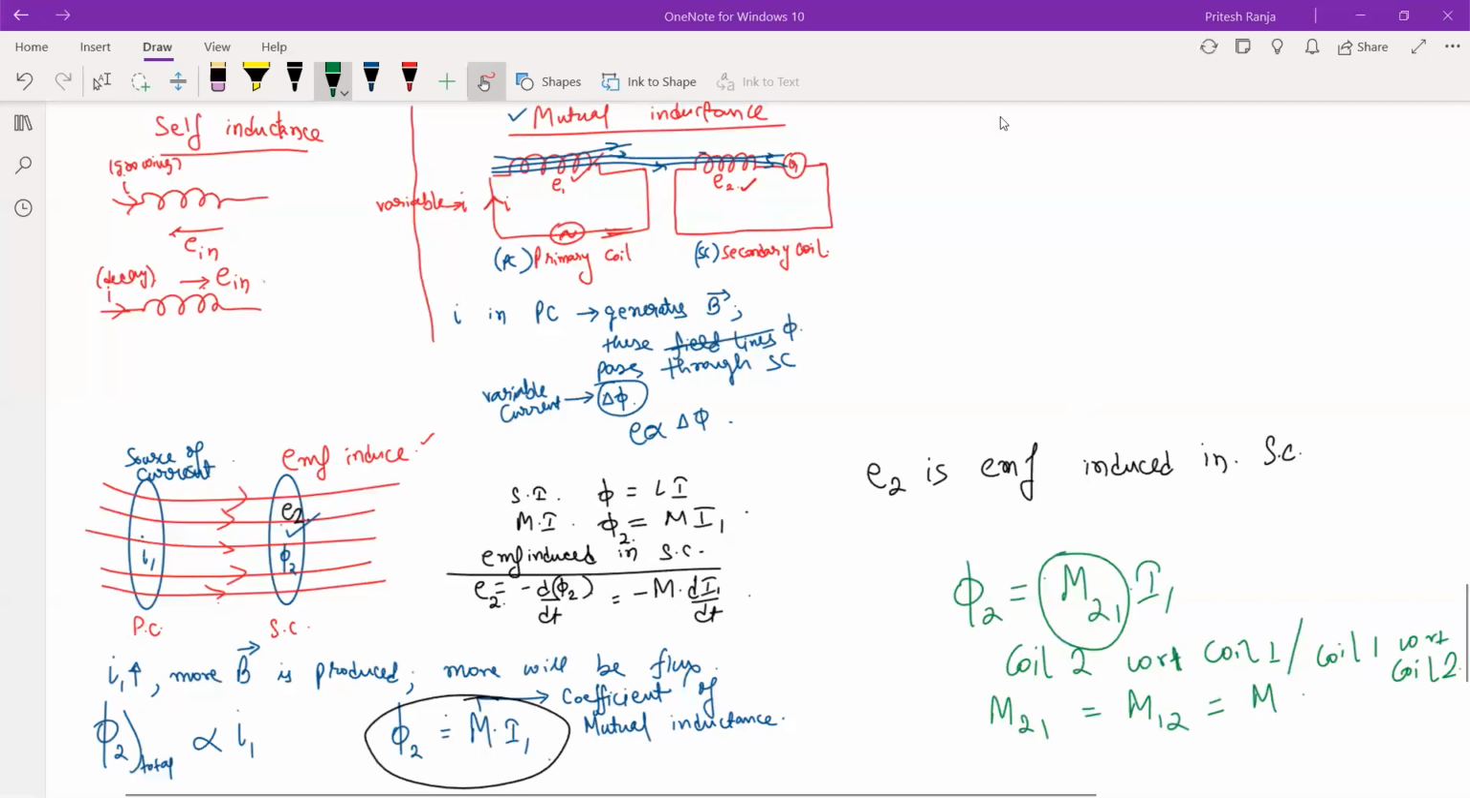So everyone understood this concept of mutual inductance? Let me know what doubts you have, else we will do one simple question first based on mutual inductance.